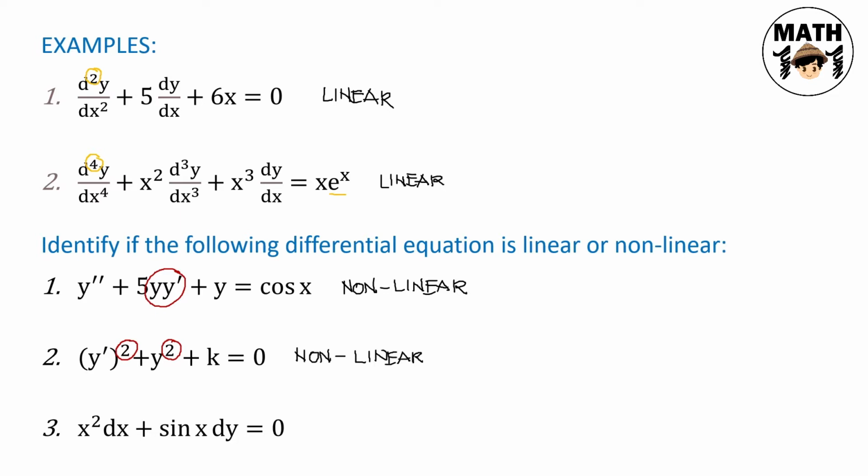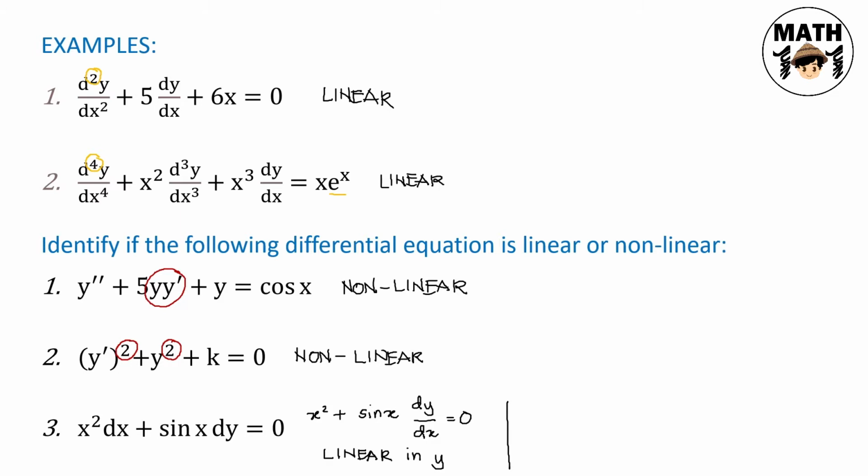Considering the third example, x squared dx plus sin x dy equals 0, pwede natin itong isulat in two forms. Una, kapag dinivide natin by dx yung buong equation, we'll get x squared plus sin of x, derivative of y with respect to x, equals 0. This is a first order na differential equation and i-check natin kung siya ba ay linear or non-linear. This is of first degree, walang product ni y and its derivative, and lastly, walang transcendental function of the dependent variable na y, kaya naman this is linear.